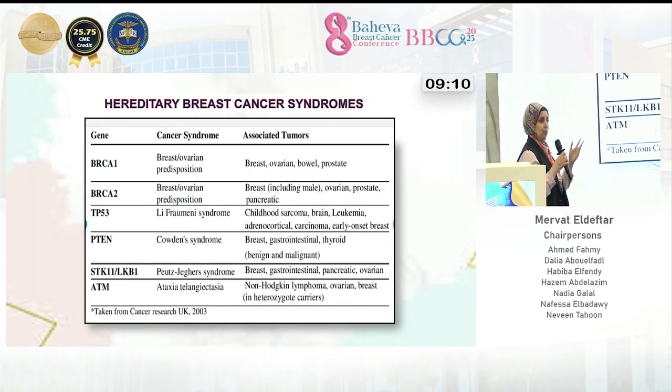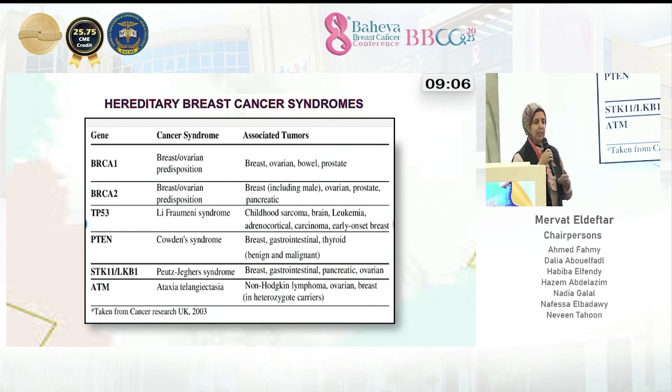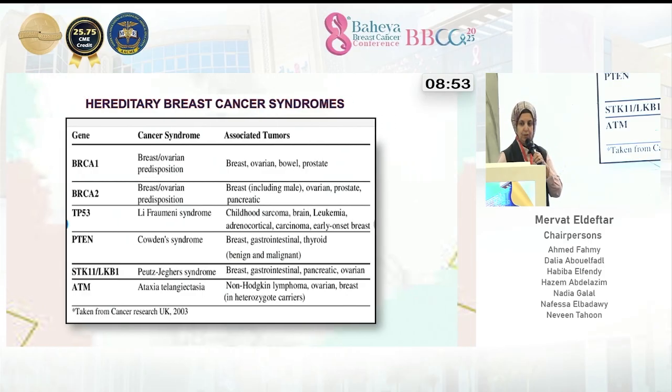In addition to BRCA1 and BRCA2, there are other genes that may lead to breast cancer, like P53, PTEN, and ATM. These are hereditary cancer syndromes that also lead to breast cancer.